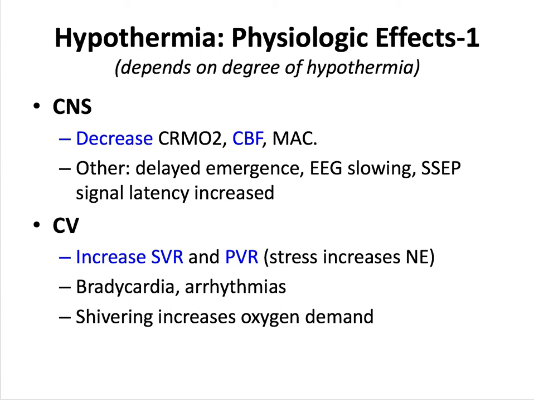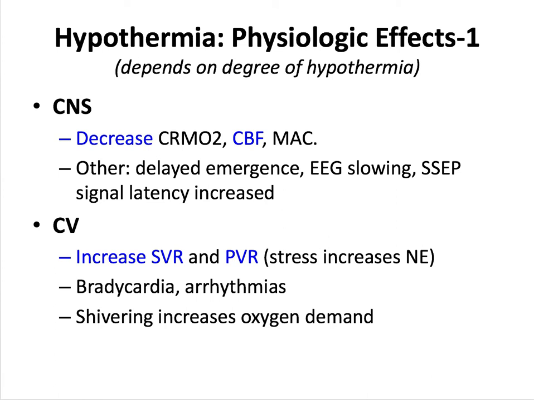So letting a patient get cold who's having SSEP monitoring during scoliosis surgery, for example, can impair those SSEP signals. In the cardiovascular system, vascular resistance, both systemically and in the pulmonary vascular system, can increase. Stress increases norepinephrine. Norepinephrine activates alpha receptors, and as alpha receptor agonism occurs, vascular resistance can go up. A patient with pulmonary hypertension who's allowed to get cold can get very high pulmonary vascular resistance, and the right heart could potentially fail in that situation. Bradycardia, slowing of the heart rate, as well as ventricular ectopy occur as you get cold, and shivering can greatly increase oxygen demands and require a much higher cardiac output in patients who are cold and shivering.